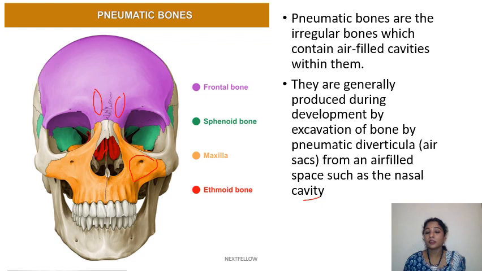At birth, the mastoid is not pneumatized, but it becomes aerated over the first year of life. That is something you have to remember: the mastoid is not pneumatized at birth, and it gets aerated after the first year of life.